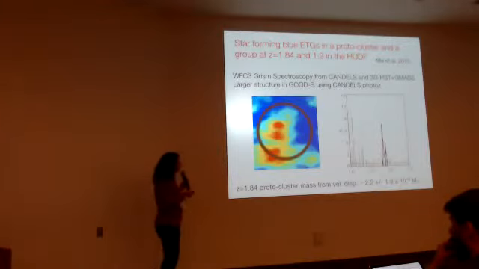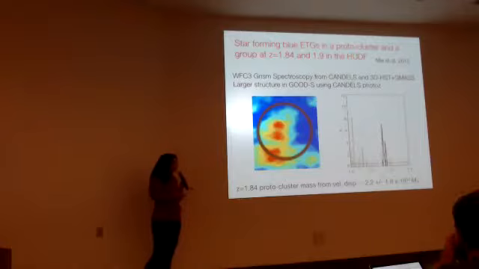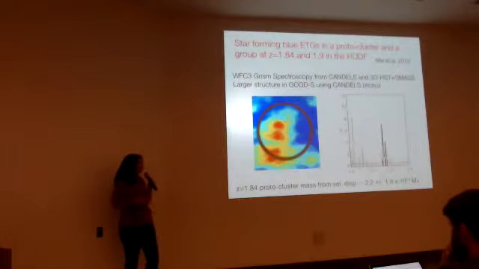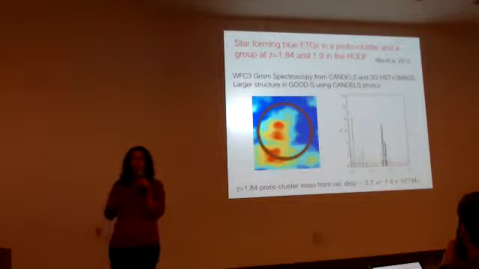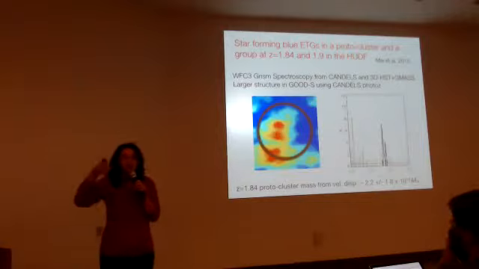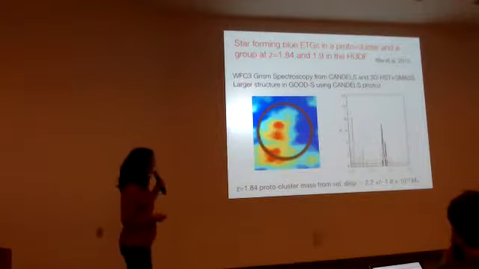As you see, there is a peak of 20 sigma with respect to the background, and an estimated mass of 2 plus or minus 1.8 times 10 to the 14 solar masses. So why do I call it a protocluster and not a cluster? Because it's 10 to the 14 solar masses.